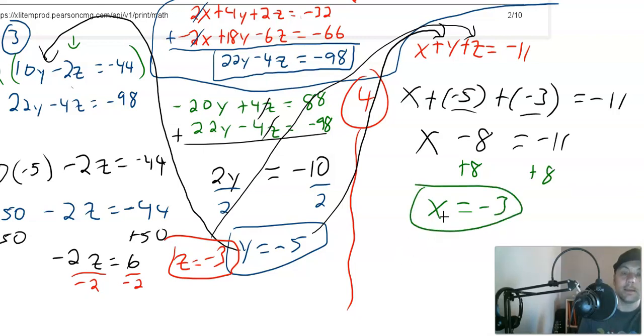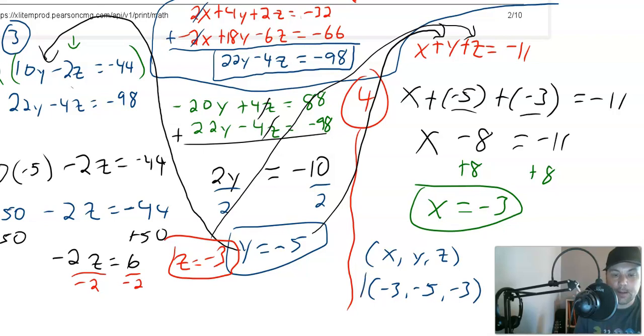All right. And so now we have our solution to the system of equations. Notice it's singular, right? Even though there's 3 values here, those 3 values together make one solution to the system of equations. And we write that one solution as an ordered triple. So x comma y comma z is the order you want to go in. So it's going to be x first, which is negative 3, y, which is negative 5, and then z, which is again negative 3. And so this would be our solution to the system of equations.